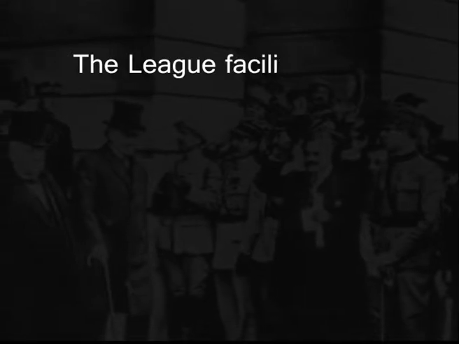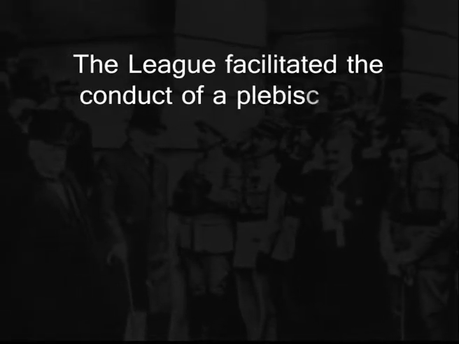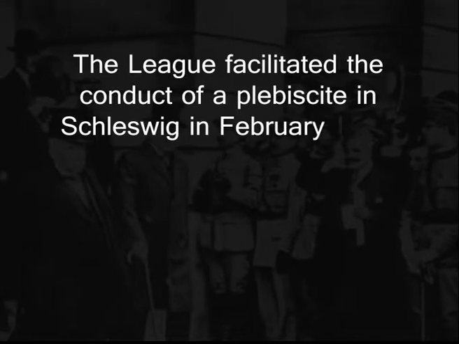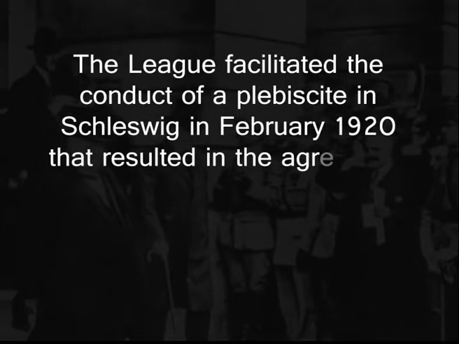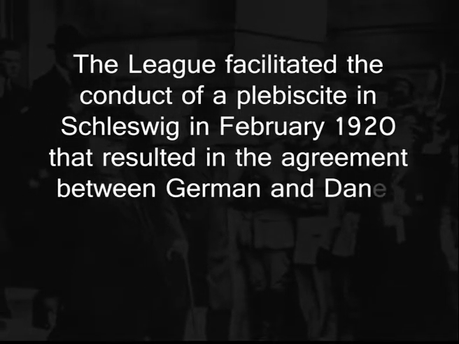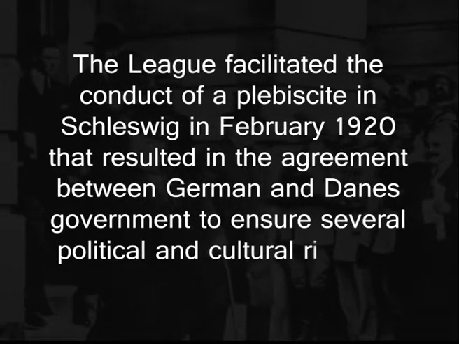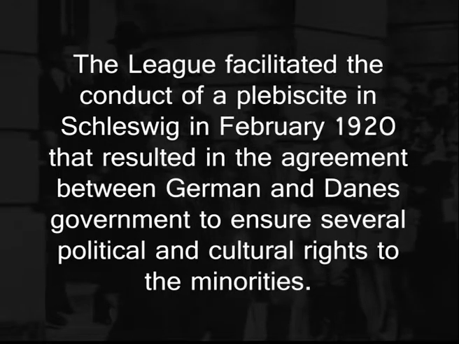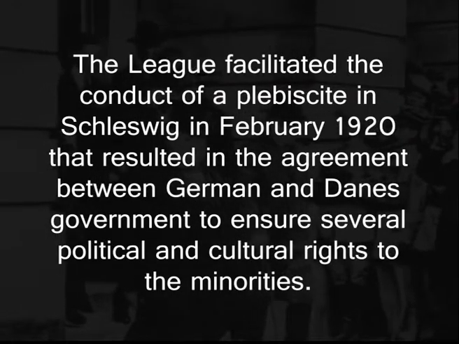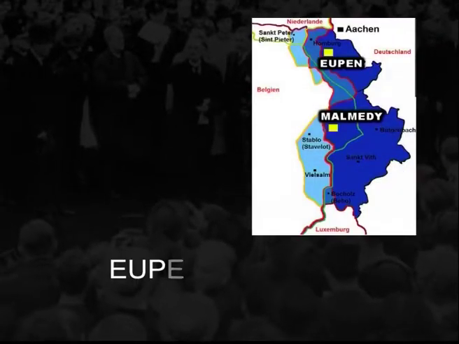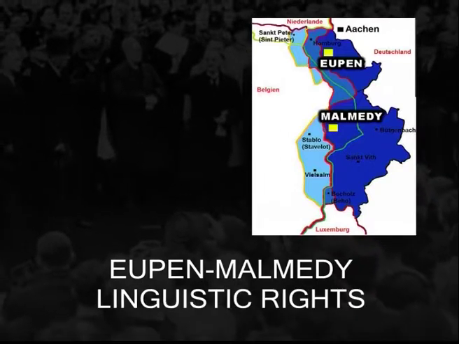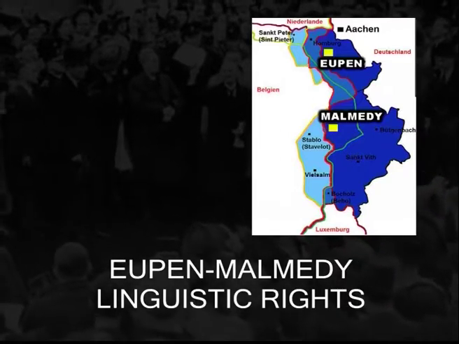To cite a few important cases of the League's role and interventions in this regard, the League facilitated the conduct of a plebiscite in Schleswig in February 1920 that resulted in the agreement between German and Danish governments to ensure several political and cultural rights to the minorities. Similarly, in the case of Eupen-Malmedy, linguistic rights were granted through a plebiscite.